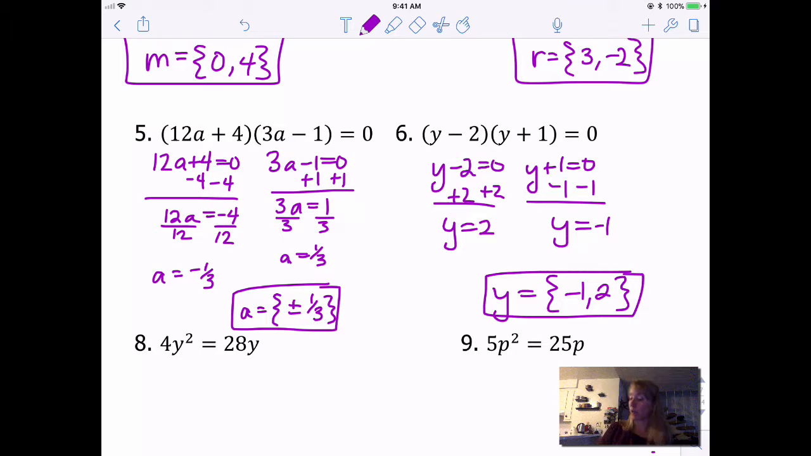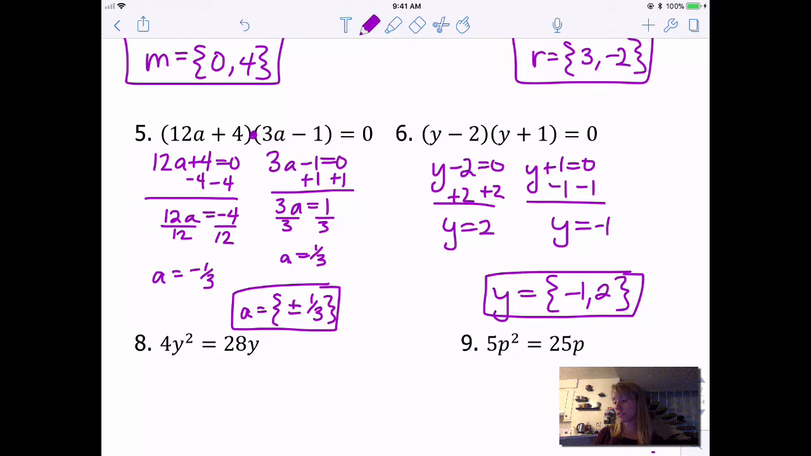Okay, so you can double check my work. I set each factor equal to 0. So on number 5, I ended up getting one of my terms, a is negative 1/3, and one of my terms is a is positive 1/3. You can write that, a equals positive 1/3, comma, negative 1/3. I wrote it as plus or minus 1/3 just to save me some ink. So I will take either one just fine.